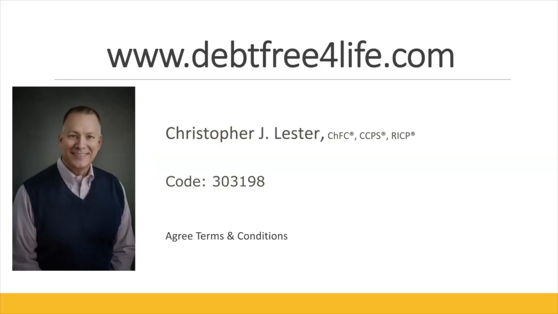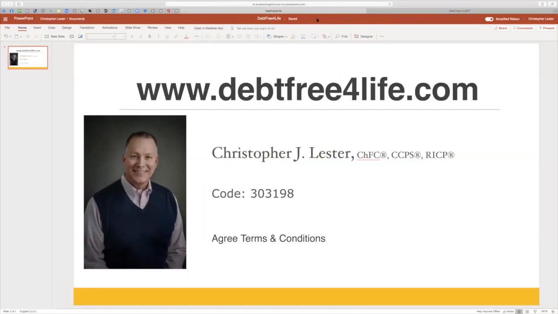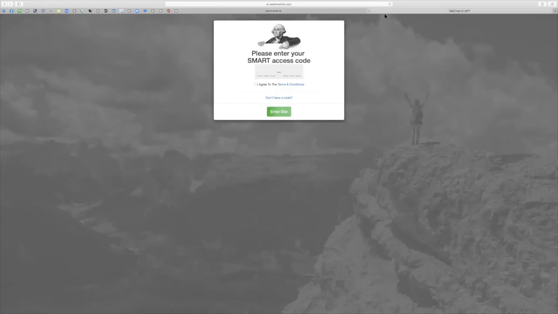www.debtfreeforlife4life.com. It'll ask you for an access code. You're going to write this down. It's 303-198. Agree to the terms and conditions, and it will bring you to a page that looks like this. So we put in the 303-198, agree to the terms and conditions, and we can enter the site.